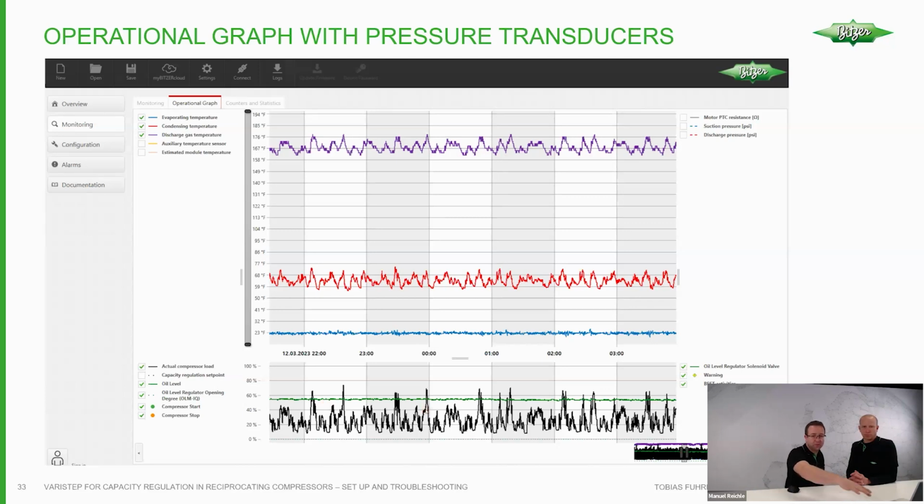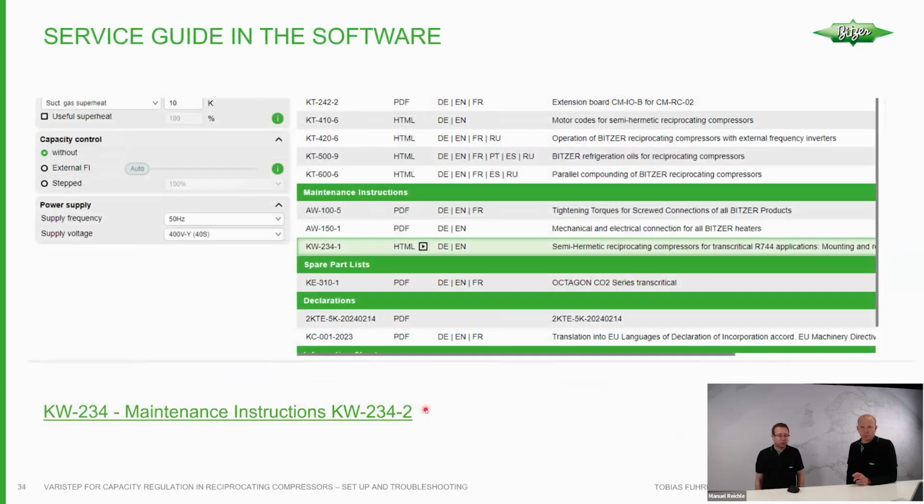For the troubleshooting, we have the KW234 maintenance instruction. You can find this in the Bitzer software. When you go to the area documentation for the transcritical compressors, there we have a very good description. Also, we have a maintenance manual. If you want to replace a valve, there is a video instruction on what you have to do and what you have to pay attention to when you exchange the valve. And there's also a troubleshooting guideline on how you can identify if the cylinder bank is working or not.